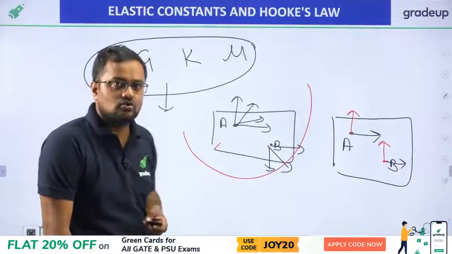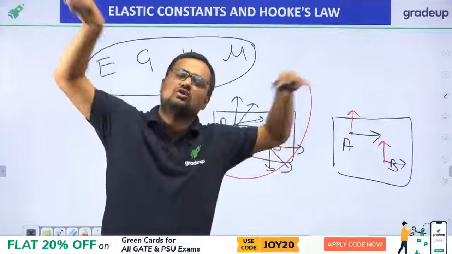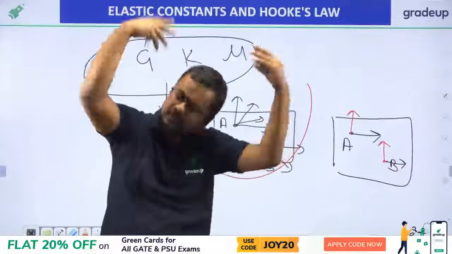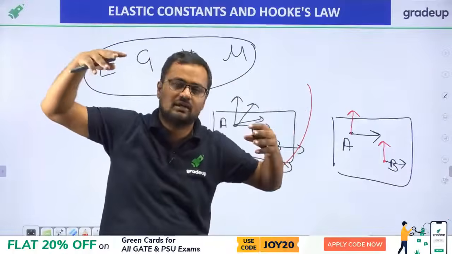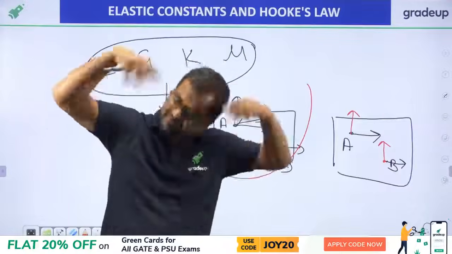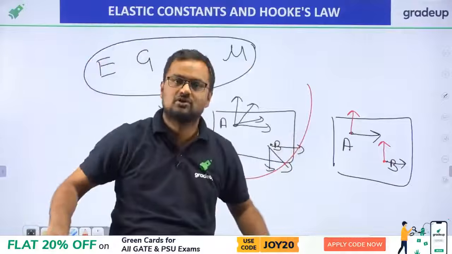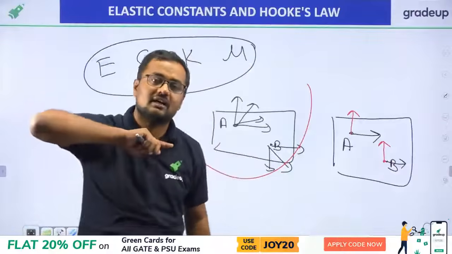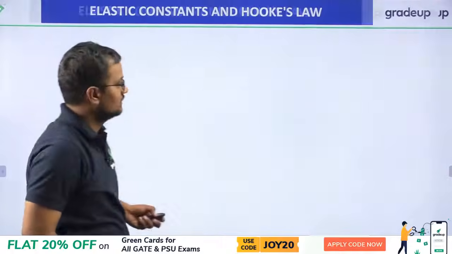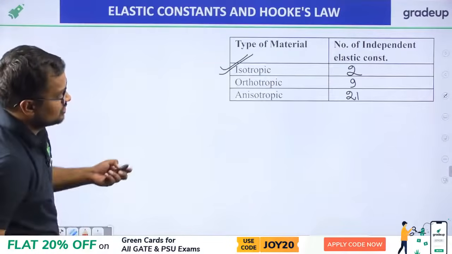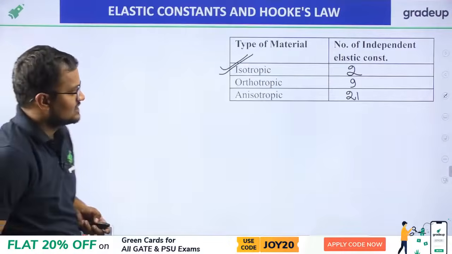Our basic assumption in SOM is that our material is isotropic and also homogeneous. All points, all properties, all directions are the same. Everywhere you will see in SOM, the material is isotropic and homogeneous. Every point, every direction, everything is the same. Because in every chapter the assumption will be homogeneous and isotropic both. Okay. Now, isotropic will have 2 constants, orthotropic 9, anisotropic 21.